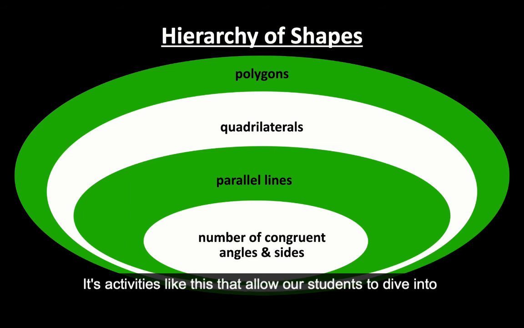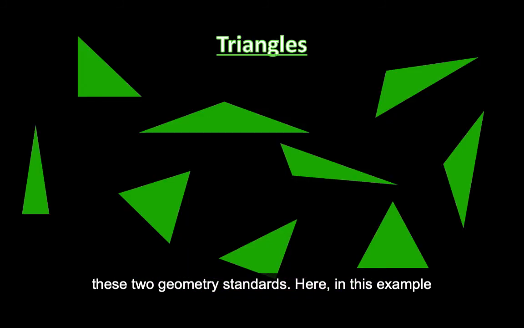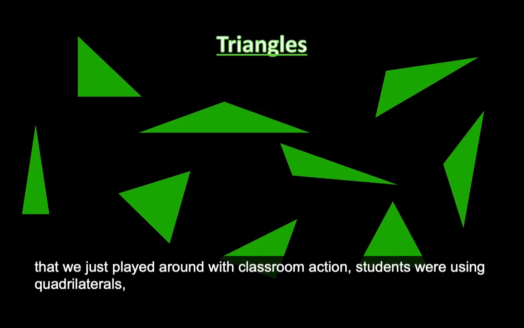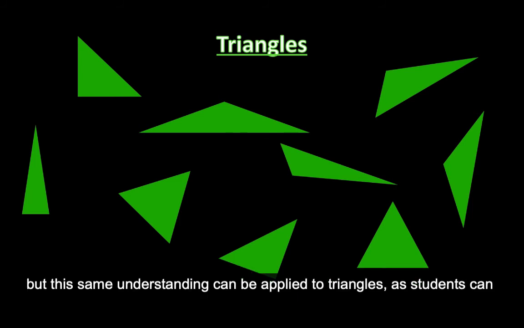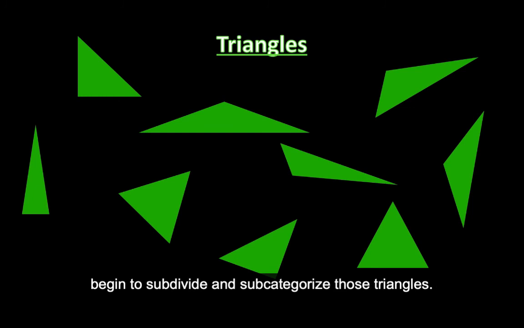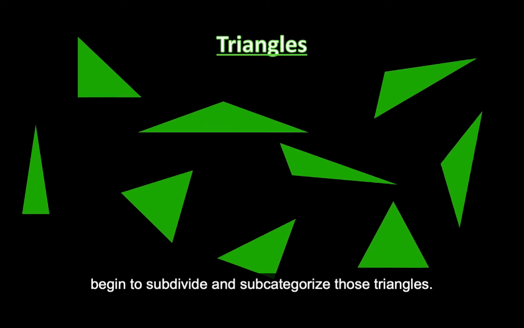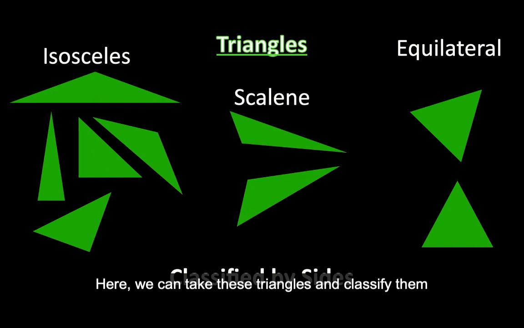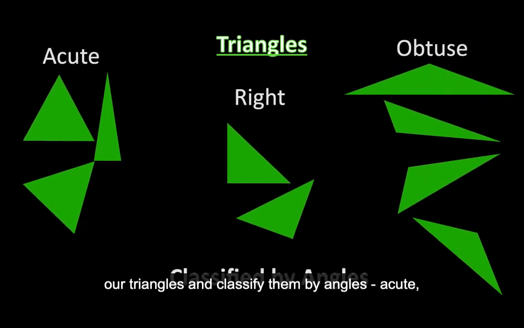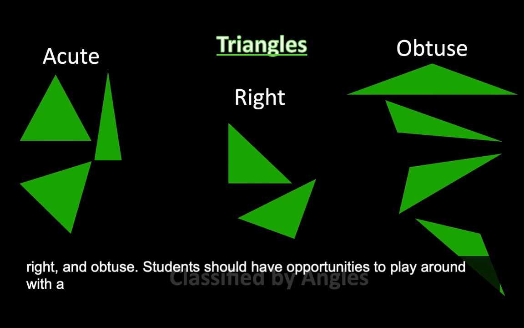It's activities like this that allow our students to dive into these 2 geometry standards. Here in this example that we just played around with in classroom action, students were using quadrilaterals, but the same understanding can be applied to triangles as students can begin to subdivide and subcategorize those triangles. Here we can take these triangles and classify them by sides and side lengths: isosceles, scalene, equilateral. Or we could take our triangles and classify them by angles: acute, right, and obtuse.